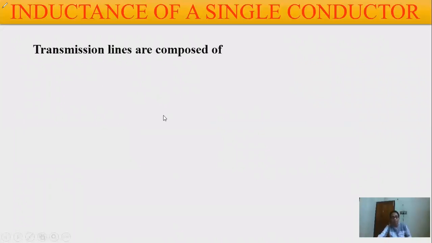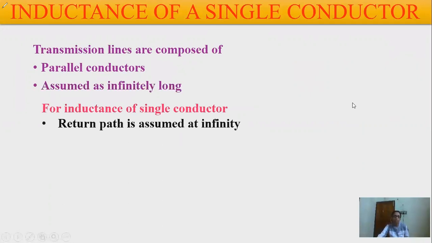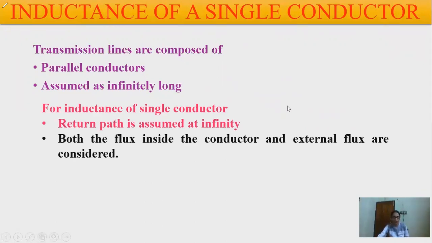We know that transmission lines are composed of a number of parallel conductors, and we are assuming here the conductor is of infinite length. For the inductance of a single conductor, we assume the return path is far away from the conductor under consideration. That's why the return conductor will not affect the fluxes or link with the current flowing through the conductor, so there will be no mutual effect. Here both the flux inside the conductor and the external flux are considered.